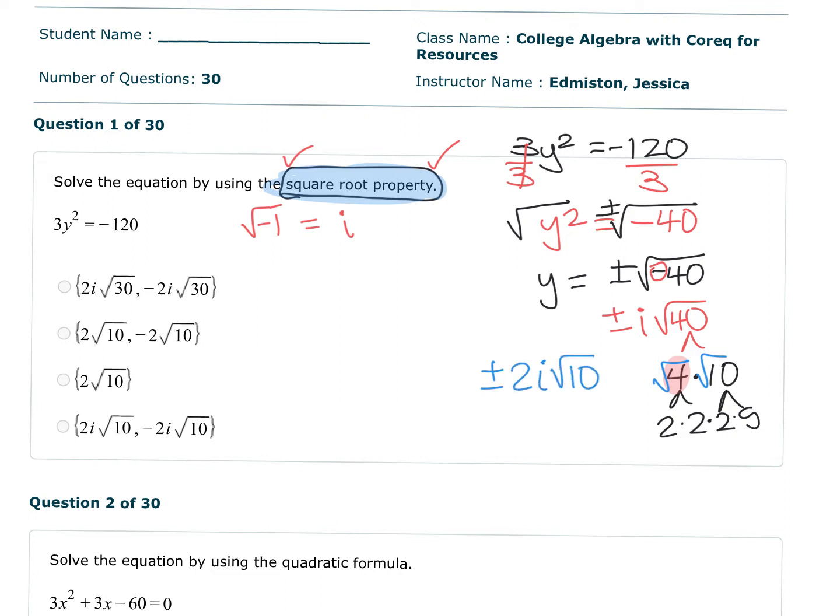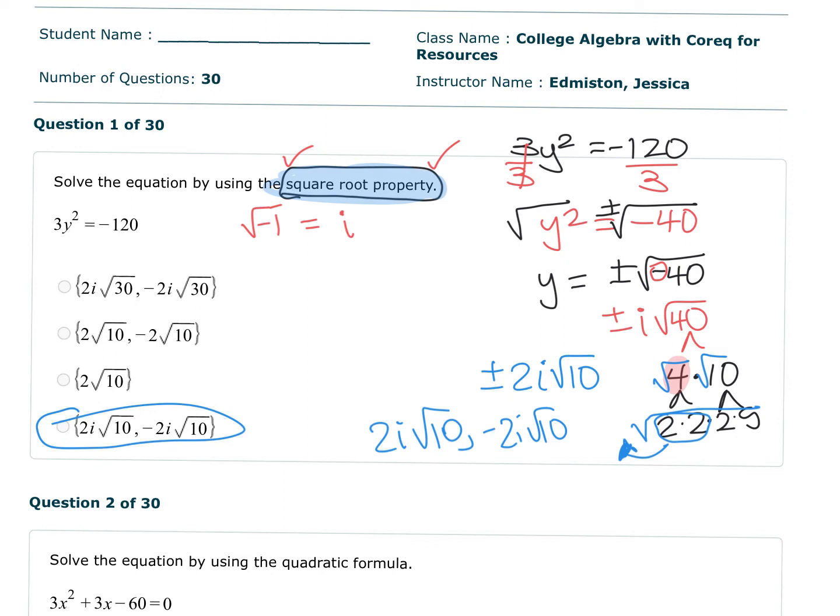Now, if you want, you could also use the prime factorization to look for that perfect square as well. I would have a group of 2, and since it's the square root, a 2 would come out. And then I would have a 10 left over. So however you like to think of it. Notice this is 2 answers. This is 2i square root of 10 and also negative 2i square root of 10.